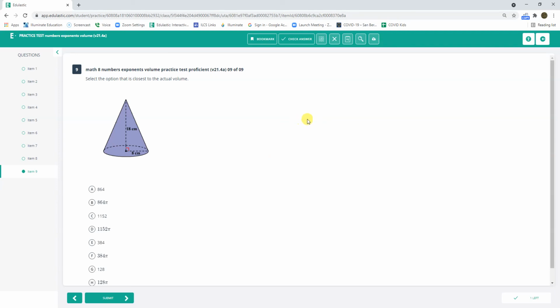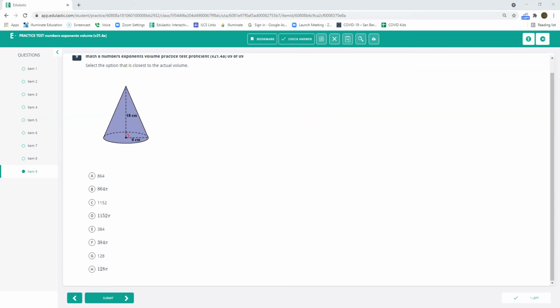Select the option that is closest to the actual value of this thing. Got it. So this is going to be 8 times 8 times 18 pi divided by 3, right? Because it's a cone. And I'm using a calculator, just my handheld here. 8 times 8 times 18 divided by 3 is 384 pi. Does that match up with anything? 384 pi, so F.